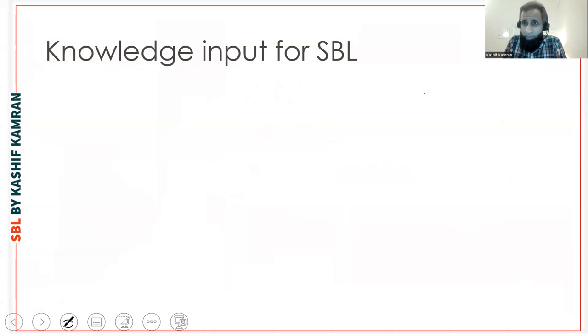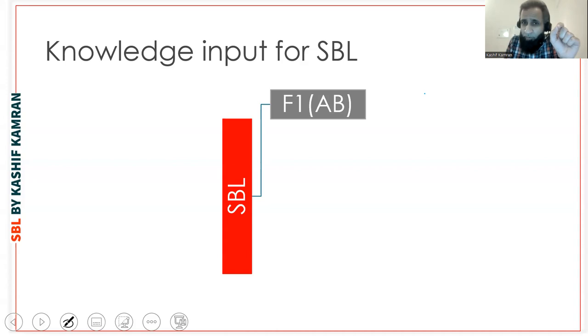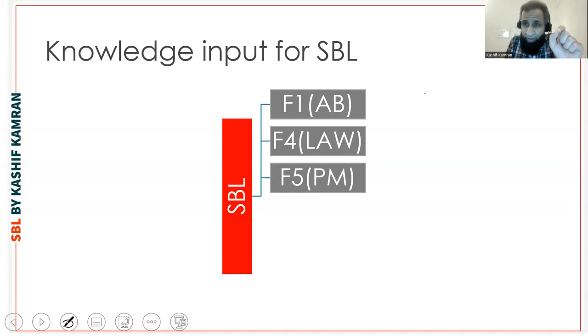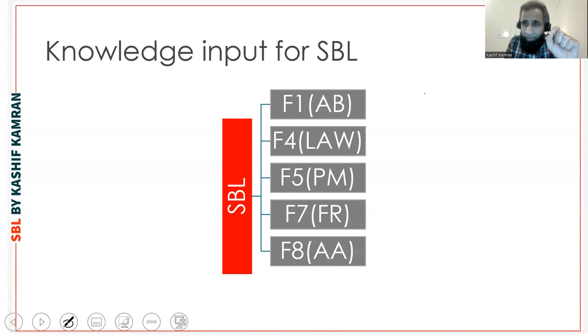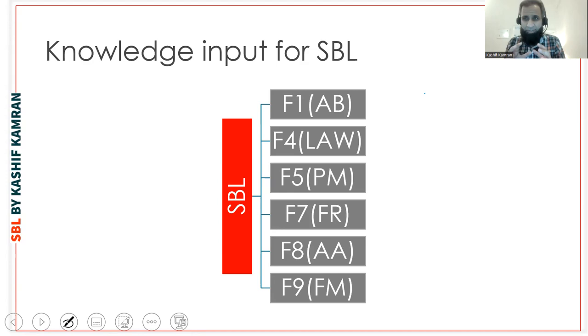Now, when you look at the knowledge inputs you need for SBL, because SBL is the first strategic essential paper right after F4, F5, F6, F7, F8, and F9. So the knowledge input will come from all the preceding papers. Now, when you're sitting for the SBL exam, because SBL is a very journal theoretical paper, and I'll come back to that shortly, this is the knowledge input you need for this paper. A lot of knowledge will come from the F1 paper, the AB paper, the F4 paper, the law paper, the F5 paper, the PM paper, the F7 paper, the FR paper, the F8 paper, the AA paper, and the F9 paper, the FM paper. You have diversified knowledge inside SBL.